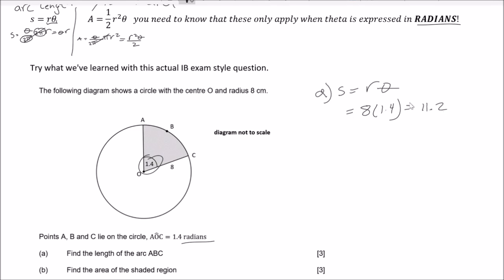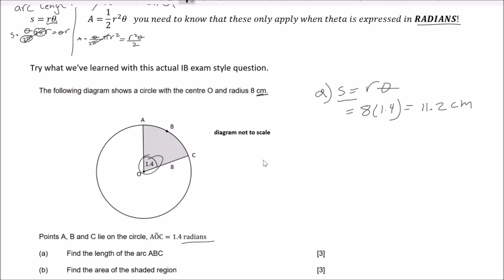Now, we are going to be expected to use units. So arc length is a linear measurement, which means it's nothing squared. And right here, we're told that they're using centimeters. So this is 11.2 centimeters. All right, that's done. Let's go to the next one.